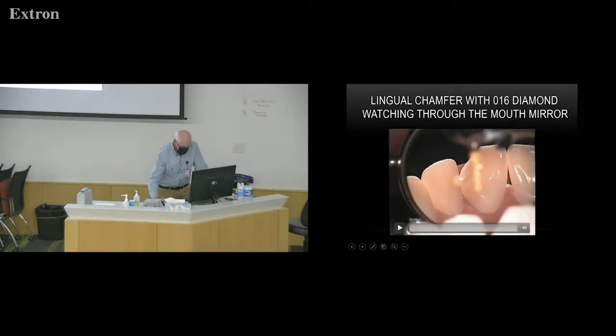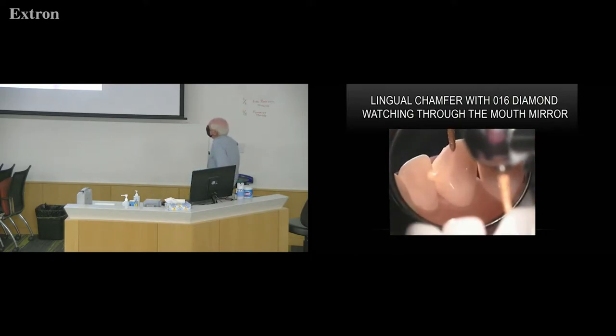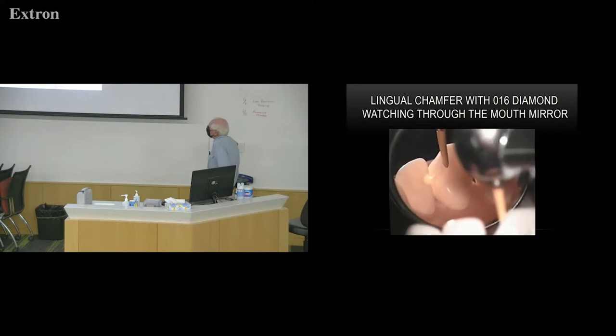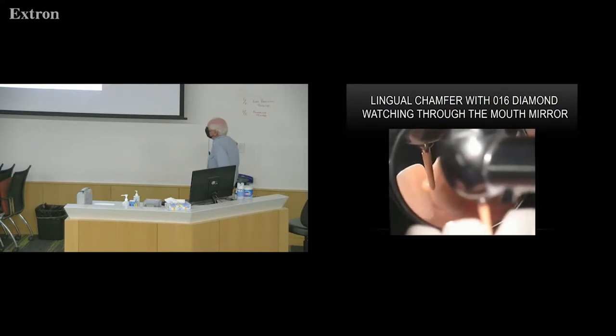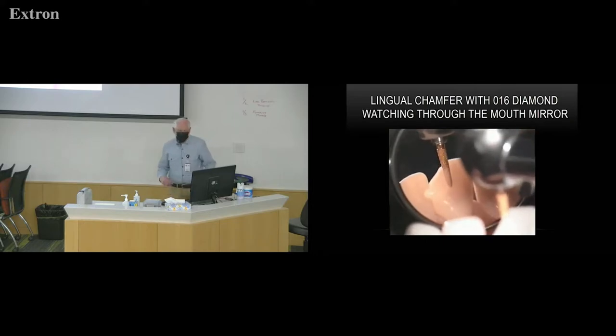And watch through the mirror as that diamond prepares a chamfer on the lingual side. Now you've already learned to do this because when you started working on maxillary teeth, when you were doing class ones and class twos, this is what you had to do. So it's kind of a review, but when you get into fixed prosthodontics, then you're going to be doing it exactly the same way.